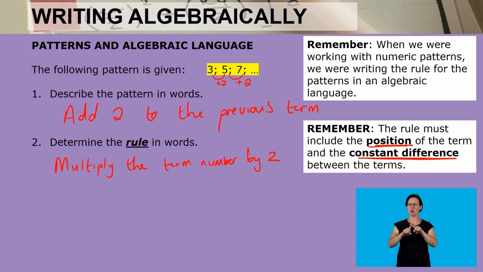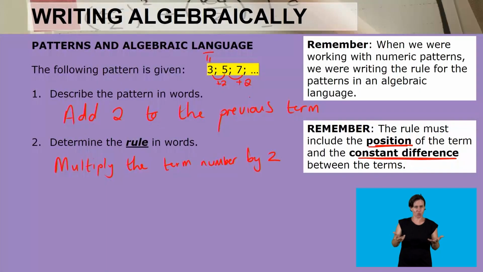But after we multiply that term number by 2, remember we need to find that constant. Now, do we know what that constant is going to be? What do we get when we multiply 2 with 1, which is for the first position? Of course, we get 2. But how do we move from 2 to 3? Yes, we are going to add 1. So we can see there that the rule is to multiply the term number by 2 and then add 1. So we're going to add 1 to that product.